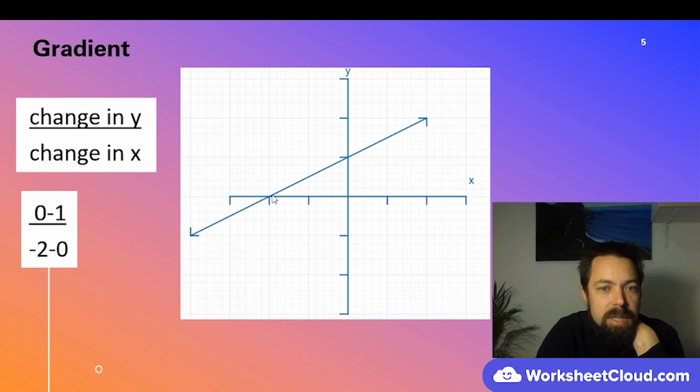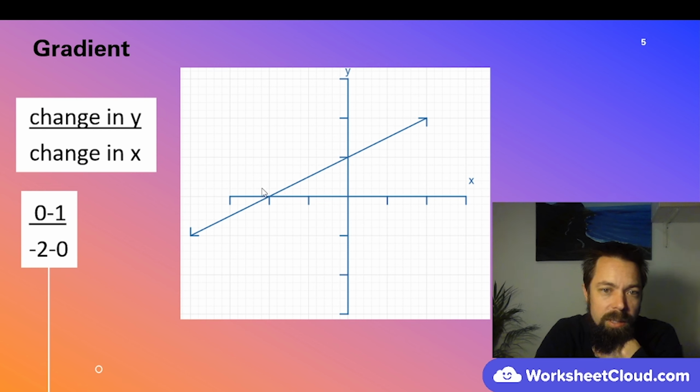So my y value over here is 0. I'm reading off the y-axis, and y is 0. So I've got 0 minus, and I go and look at what my y value is over here. It's crossing through 1, so it's 0 minus 1.